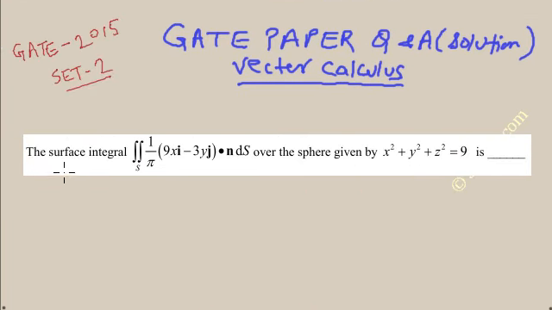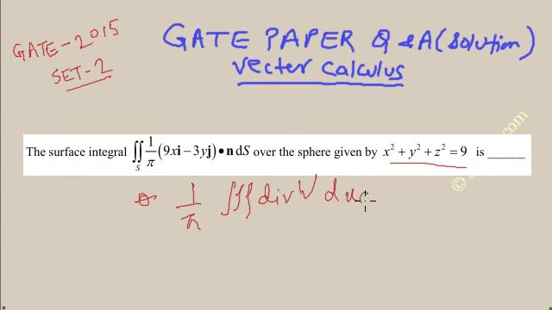This is another problem. The surface integral over the sphere is given by this. So here, if you know the Gauss formula, you can rewrite it as 1 by pi, taking 1 by pi outside, and the surface integration of F dot n dS is equal to the triple integration of div of V dx dy dz for the entire volume.